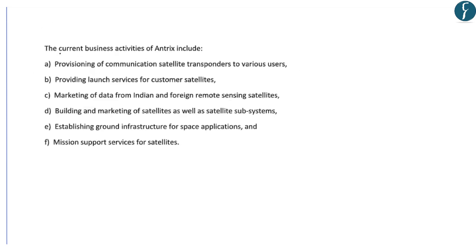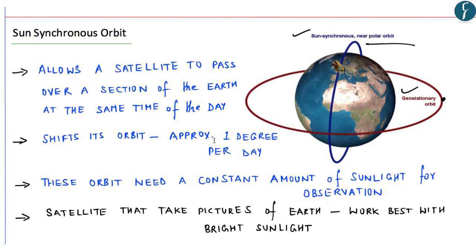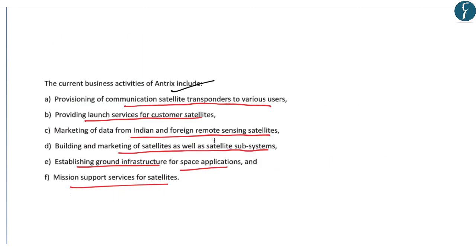Ratna status. Some of the business activities of Antrix include provisioning of communication satellite transponders to various users, providing launch services for customer satellites, marketing of data from Indian and foreign remote sensing satellites, building and marketing of satellites as well as satellite subsystems, establishing ground infrastructure for space applications, and mission support services for satellites. So all this information with respect to Sun synchronous orbit, PSLV, as well as Antrix, which is a commercial arm of ISRO, becomes extremely important from an exam point of view.